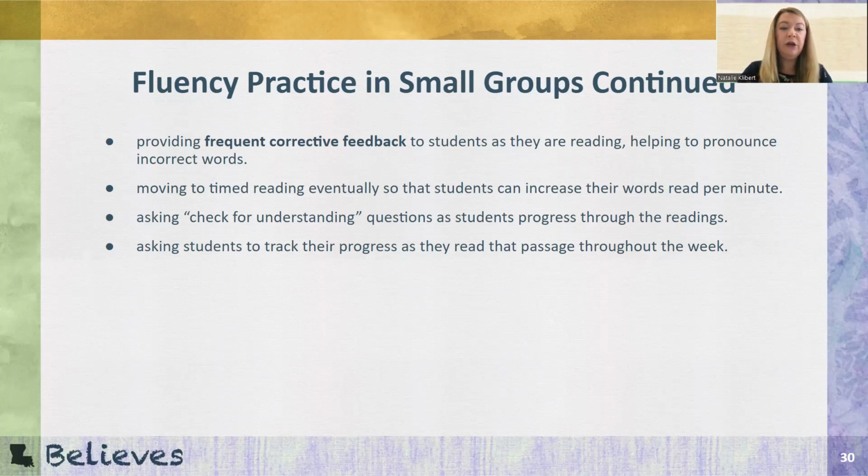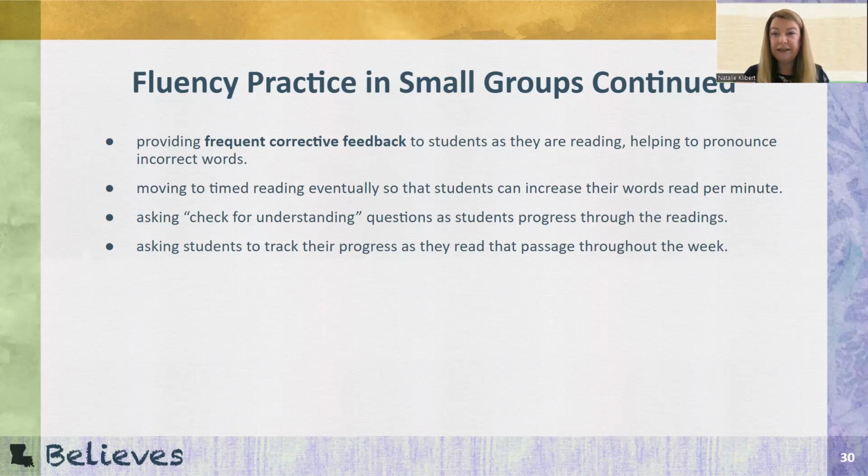Okay. You want to move to a timed reading eventually so that students can increase their words per minute. So if you're initially screening them with a minute to read as much as they can, you want to eventually say, okay, guys, this is day 5 or this is week 3 or whatever you're doing. I'm going to go ahead and time you today. We're going to do 1 minute and see if your words correct per minute increases.